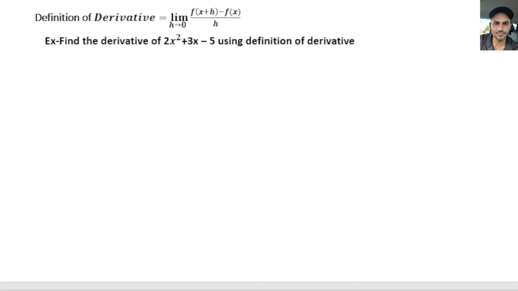Hello, welcome everyone. In this video, I'm going to work out a couple more examples using the definition of derivative, how to derive the derivative of a function using this particular formula right here: the limit as h goes to 0 of f of x plus h minus f of x over h. So we're going to go ahead and plug this function into this definition formula and see what we get out of it. So I'm going to start with this one.